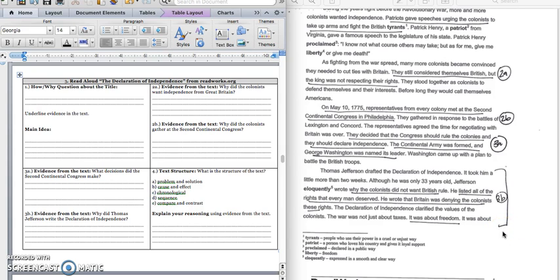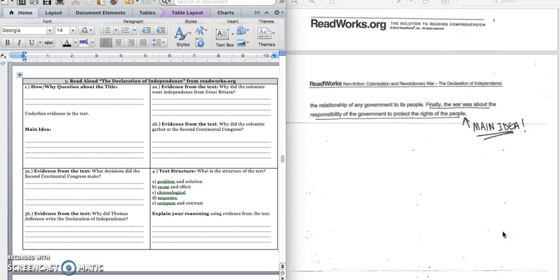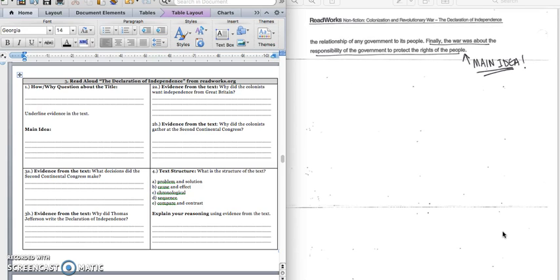Keep going. The Declaration of Independence clarified the values of the colonists. The war was not just about taxes, it was about freedom. Turn the page. It was about the relationship of any government to its people. Finally, the war was about the responsibility of the government to protect the rights of the people.